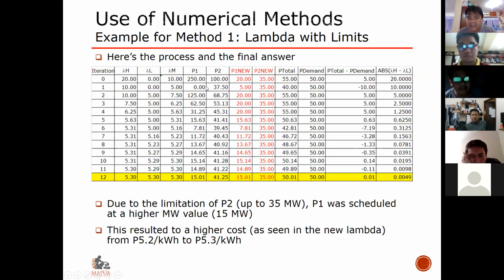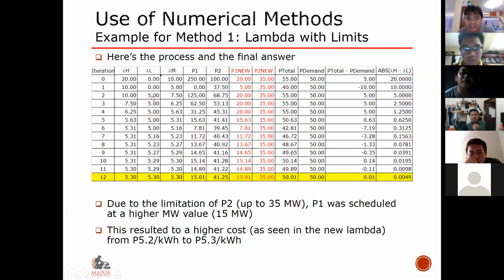Lumabas, 0, 37.5. Kaya lang yung 0 is lower than the minimum na 5 ni generator 1. Kaya papalitan mo naman ngayon siya ng 5. Okay? Kasi lower yung 0. It should not operate below its Pmin. So 5. Tapos yung 37.5 is higher than the Pmax ng generator 2. That's why we replace it with 35. So add the 2, 5 plus 35. Now we have 40. Kaya lang, yung 40 na yan is lower than the demand.